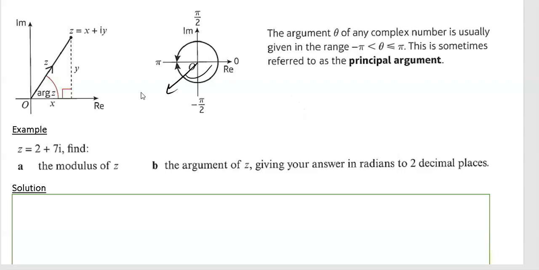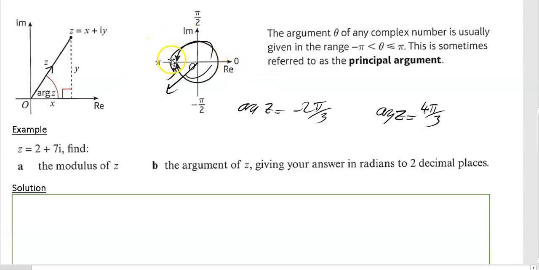Say your argument of z was minus 2 pi over 3. If for some reason they ask you to give the argument as a positive number, you'd have to go all the way around to here. This isn't the normal way for them to do it, but they sometimes do. The argument would be 4 pi over 3. How I've got that is a full pi plus another pi over 3 to get round, and that would be it.